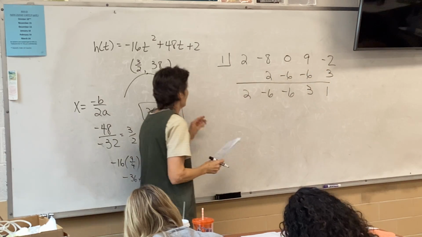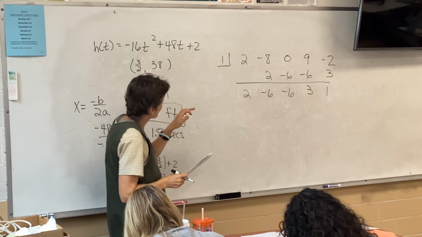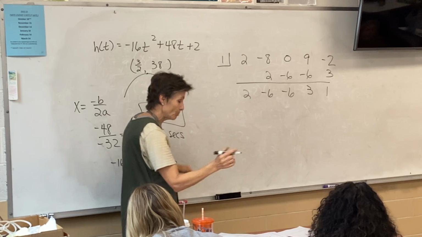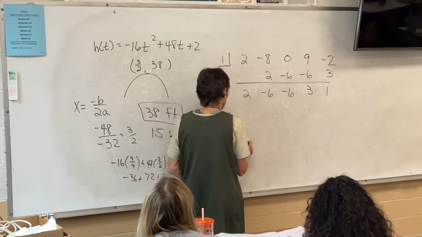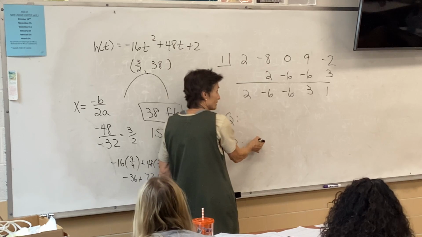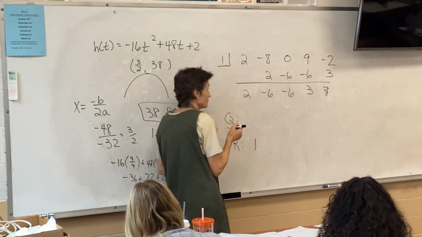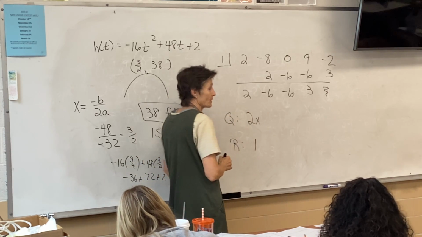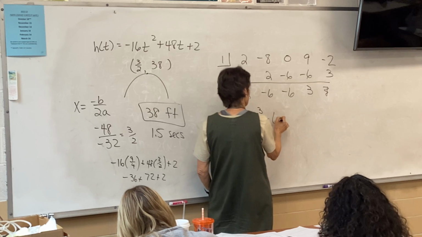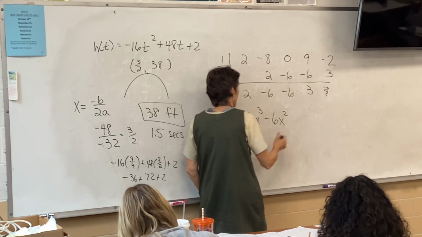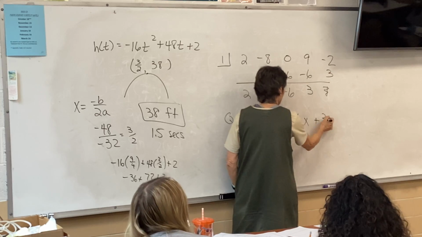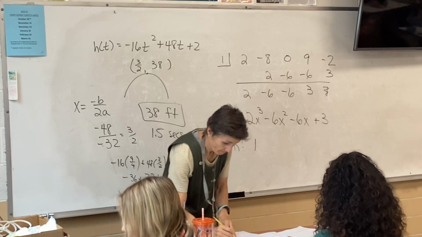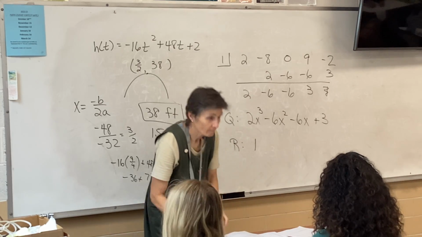Now, I need somebody else to do that because, is that what you got? Yeah. So there's 2 blanks. There's a quotient blank and there's a remainder blank. What goes in the remainder blank? 1. That's easy. All the rest of it's the quotient. So it's going to be 2x to the third minus, just go down, 6x squared minus 6x plus 3. Right?